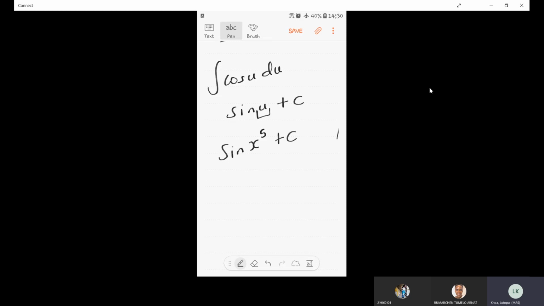Okay, and then again you can always try to differentiate, see if you get back to that. So when you differentiate this, you get cos of x to the power of 5, and then on the inside, the derivative of x to the power of 5, the 5 comes down, you have x to the power of 4, which is the original question.